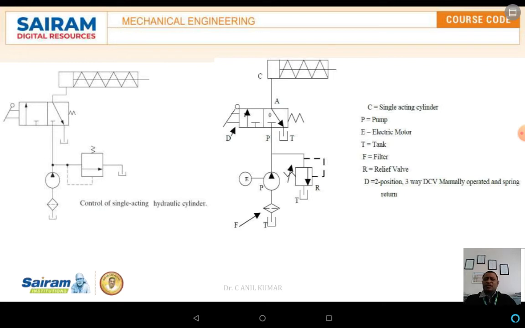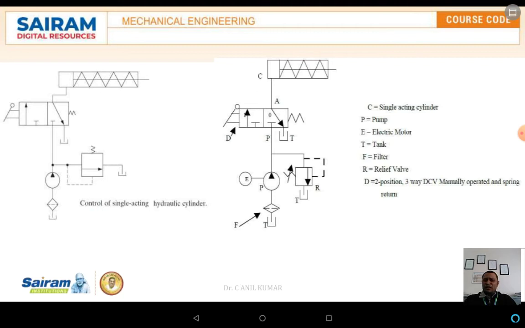Here it consists of a total of 5 to 6 elements. These elements are symbolically represented, and they are connected to complete a circuit. This circuit is for controlling a single acting hydraulic cylinder, especially a single acting cylinder that is spring loaded.